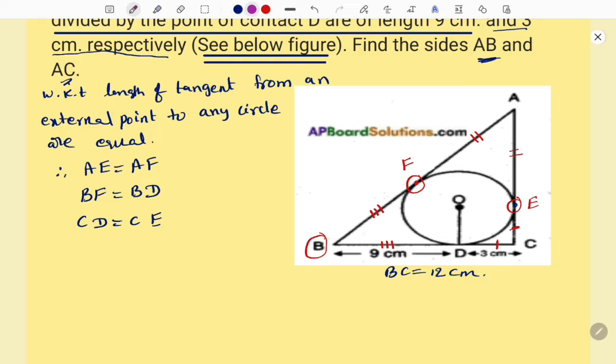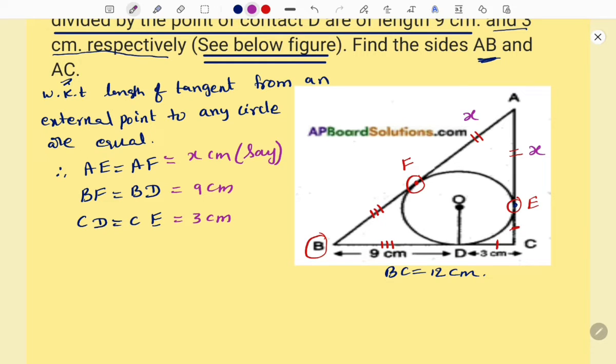But you know that CD is equal to 3 centimeters. That's why CD is equal to CE, both are 3 centimeters. BD is equal to 9 centimeters, that's why BD is equal to BF, both are 9 centimeters. But we don't know AE and AF, so I take one letter, X. Therefore X centimeters. I hope all understood this step.